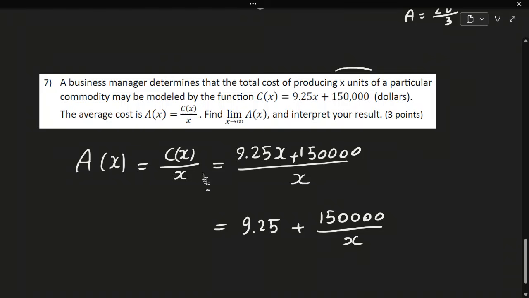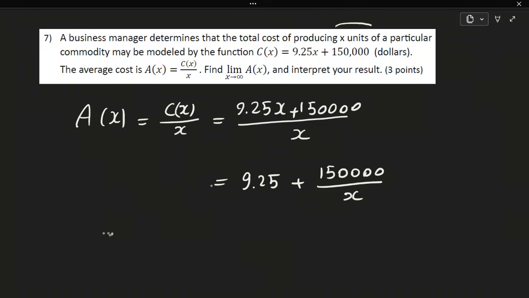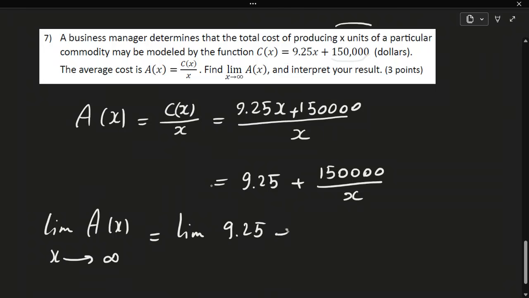If we want to check what's going to happen in the long run, we need to find the limit of this average function when x approaches infinity. If we want to produce so many units of this commodity, then we will see that this 150,000 is going to be a very small or negligible value in comparison to the x times 9.25. And it shows that the cost for each unit is going to be only this 9.25. So the limit is going to be the limit of 9.25 plus 150,000 divided by x. When x approaches infinity, this part approaches 0 and this 9.25 remains.